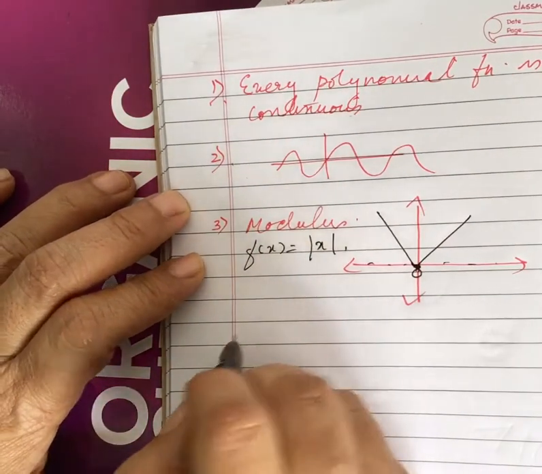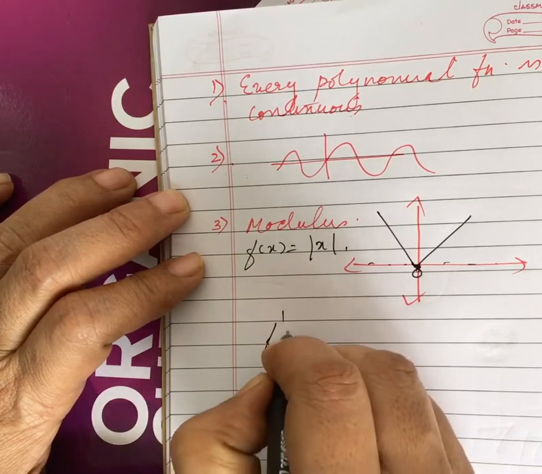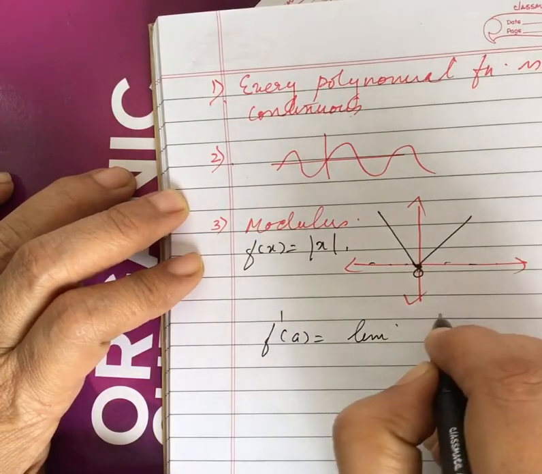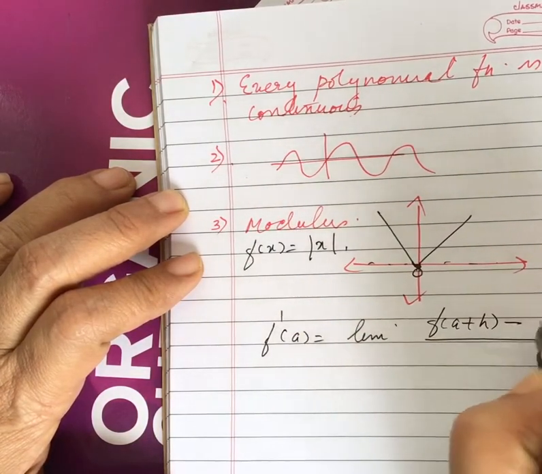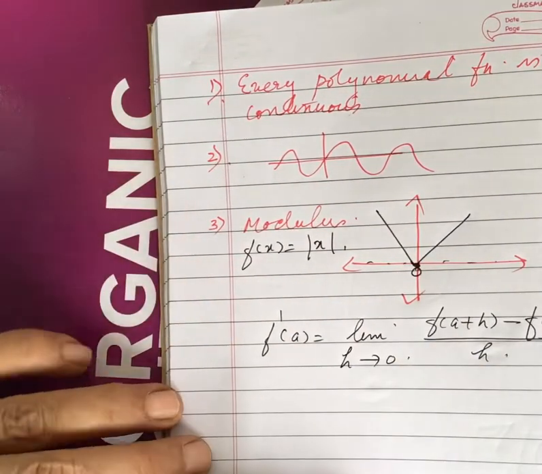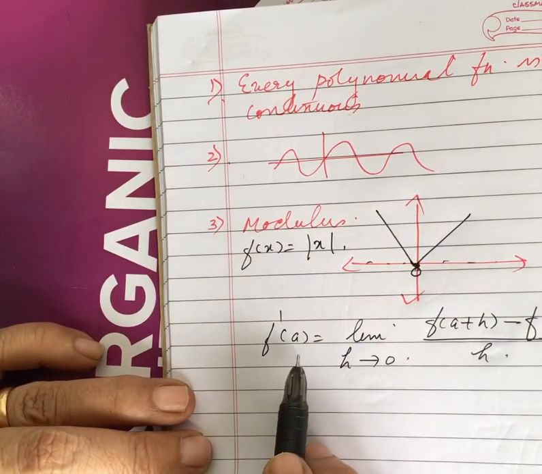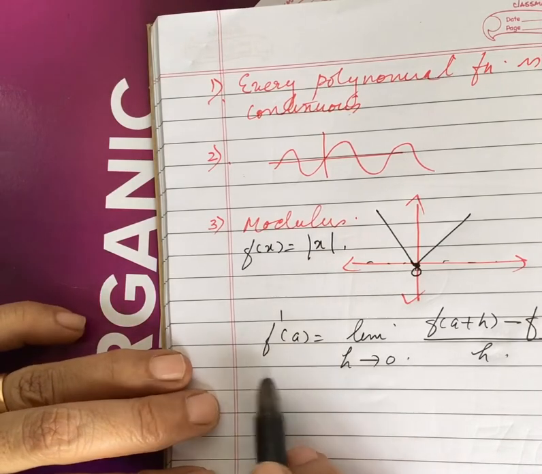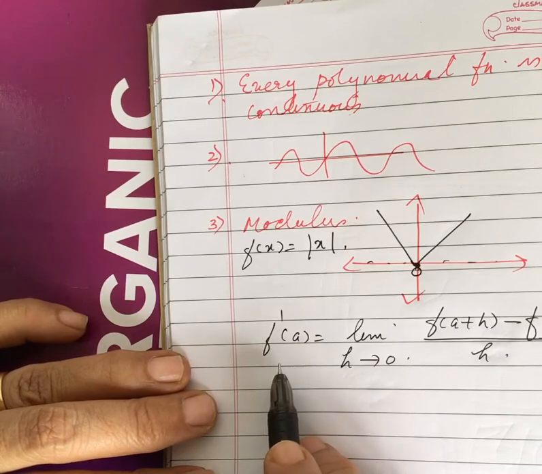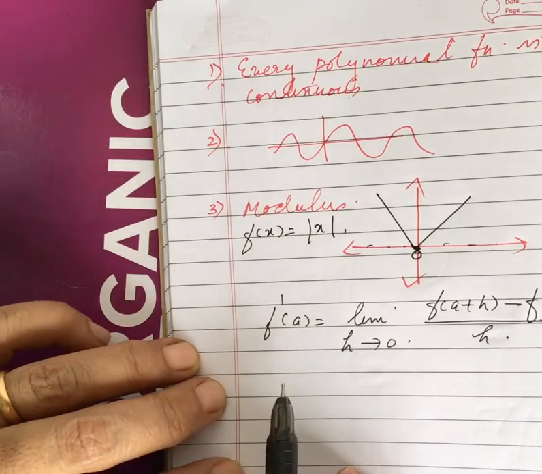Now for differentiability, what is the definition of differentiability? f dash a equals the limit of Newton's ratio, that is f of a plus h minus f of a by h as h tends to 0. If this limit exists, we say that the function is differentiable, and it is denoted f dash a, or can also be written as dy by dx at x equal to a. So differentiability is also a point property.